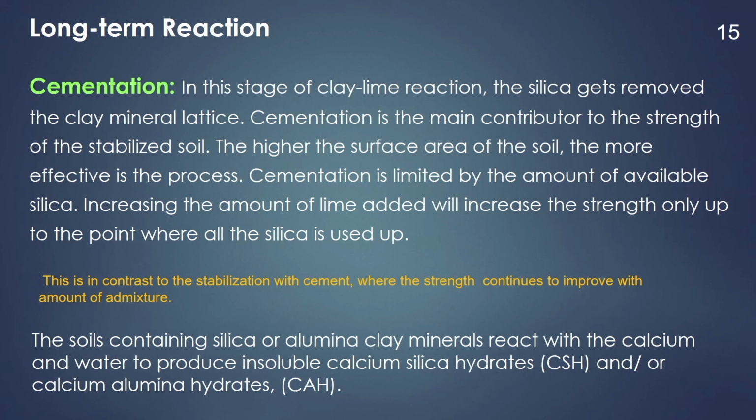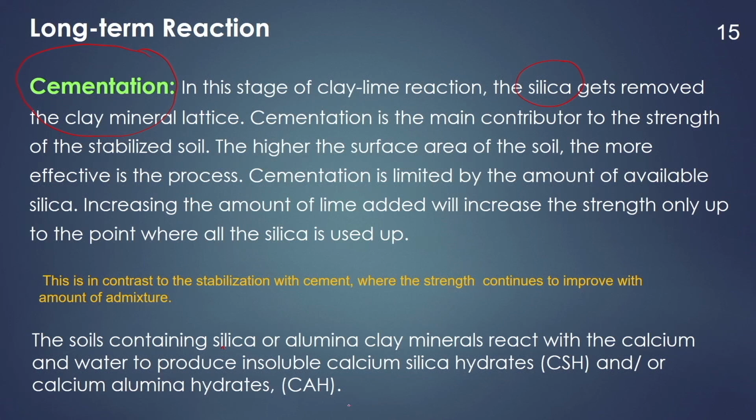In the long term reaction, cementation is the most important reaction, which gives a large amount of strength to the soil. We know that the soil has silica and alumina in it. In this process the calcium ion will react with silica or alumina and produce insoluble calcium silica hydrates and calcium alumina hydrates. These calcium silica hydrates and calcium aluminum hydrates impart cementation properties to the soil, and because of these cementation properties the strength of the soil will increase.